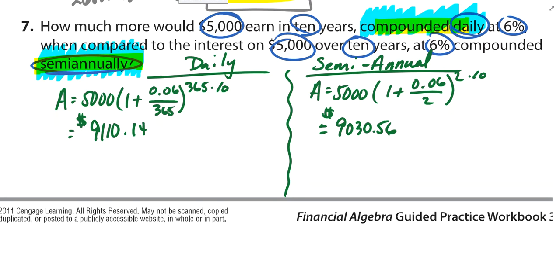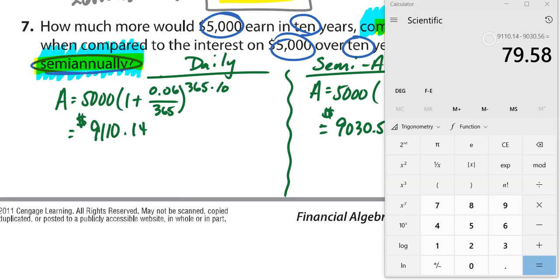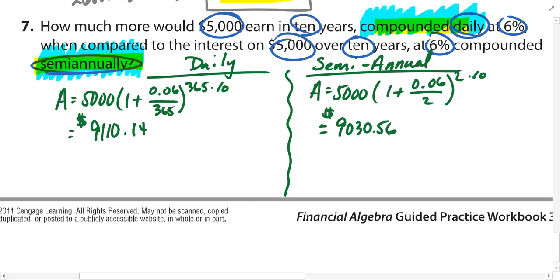And here we can see that by compounding our interest daily, we end up with a total balance or ending amount of $9,110.14, whereas semi-annually we only end up with $9,030.56. When we subtract the two, we can see that there's a difference of $79.58 in favor of the daily computation.